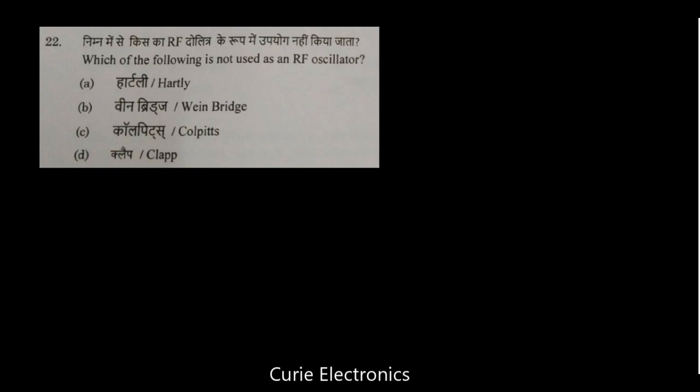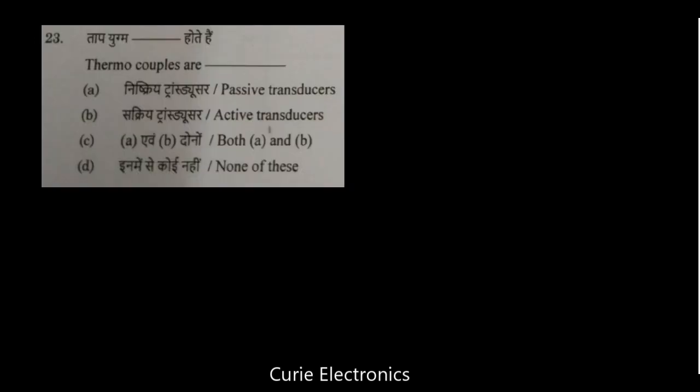Which of the following is not used as an RF oscillator? The answer is Wien-Bridge oscillator, because Hartley and Colpitts are RF oscillators. Clapp is also an advanced version of Colpitts. So Wien-Bridge oscillator is for audio frequency.